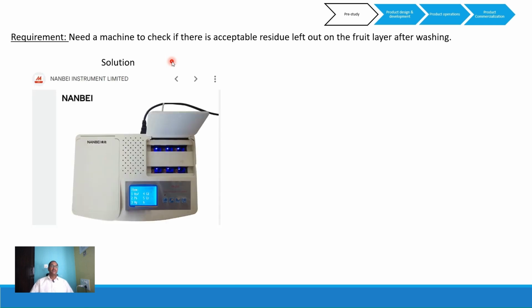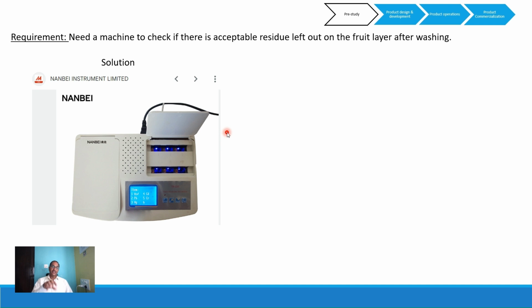This is the Japanese company which came up with that solution. It is called Nanbi Instrument Limited. This product is running successfully in Japan, and also most of the exporters in India have purchased this, and they are using this to export their fruits. What is this machine all about? This is a quality testing machine. What quality does it check? The main function of this machine is to check how much pesticide residue is present on the fruits.